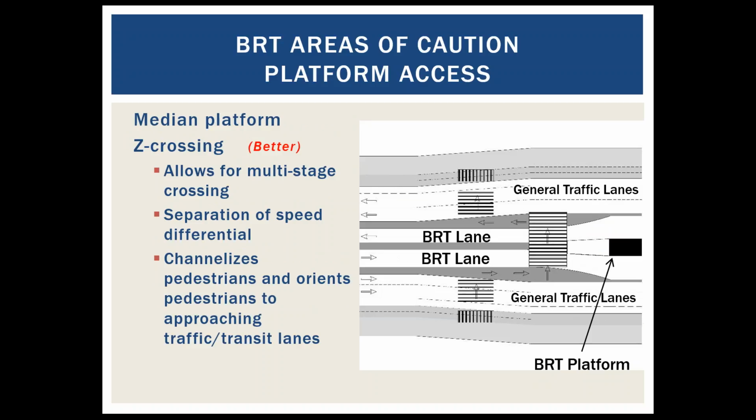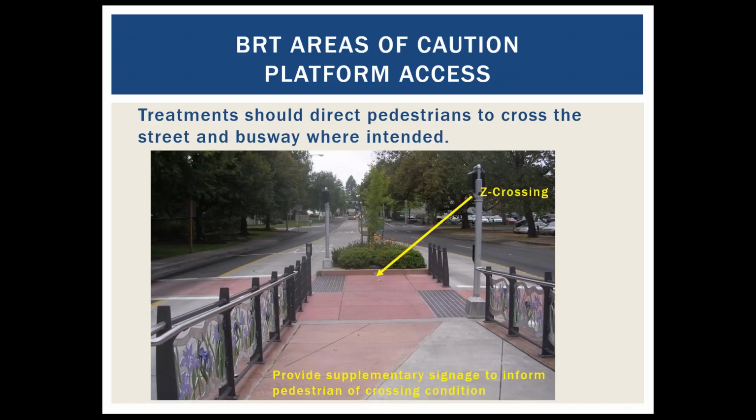And then best is if you could have a configuration where you have a Z crossing, so you're again directing pedestrians to understand that it's not just one simple crossing, that they're crossing different types of facilities, your general traffic and your BRT lanes, where speeds and characteristics could be very, very different. This is a BRT platform that shows that, in effect, basically.